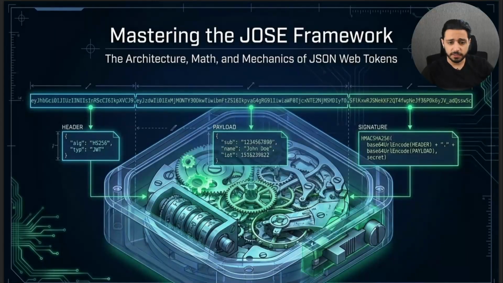In a microservices system, services need a way to trust each other without checking a database every single time. This is why we use JSON Web Tokens, or JWTs. They are the standard way to send information between the client and the server, or between two services, in a way that can be verified.